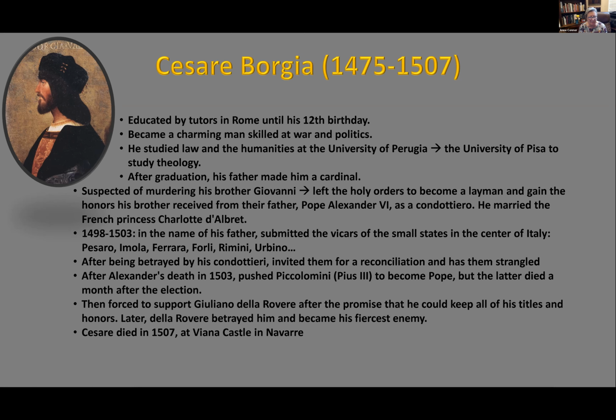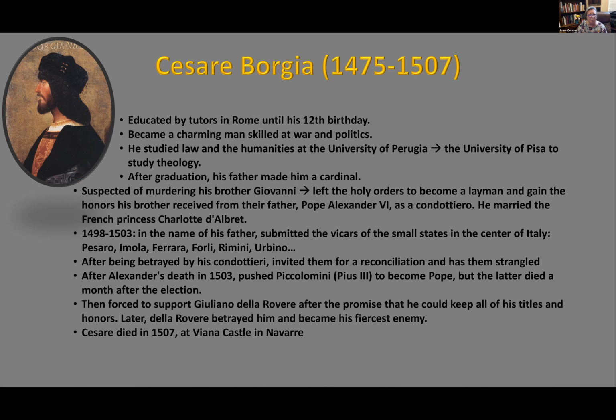After Alexander's death, so his father's death in 1503, he pushed the Cardinal Piccolomini to become Pope as Pius III, but unfortunately he died just a month after his election. And then he was forced to support Giuliano della Rovere after that one promised that he could keep all his titles and honors. But later, della Rovere betrayed him and became his fiercest enemy. And of course, Giuliano della Rovere is Julius II as a pope. Cesare died in 1507 during a battle at Viana Castle in Navarre.